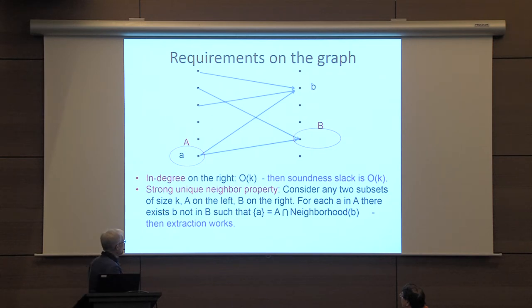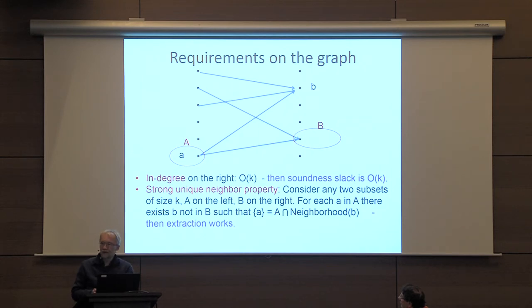Then we want something called the strong unique neighbor property. This gets a little bit complicated, but it's not really, it's just an abstraction of what we just said on the previous slide. So what we want is, if we take any set of size k on the left, capital A, any set of size k on the right, capital B, then if I take a node, little a, in that subset there, there is a node on the right-hand side that saves us, in the sense that if I take the intersection of my set A and the neighborhood of B up there, then a is the only thing in that intersection. Right? That's exactly what will save the day, because then we can extract a pre-image of a when we use this in the protocol. So that's why extraction will work.